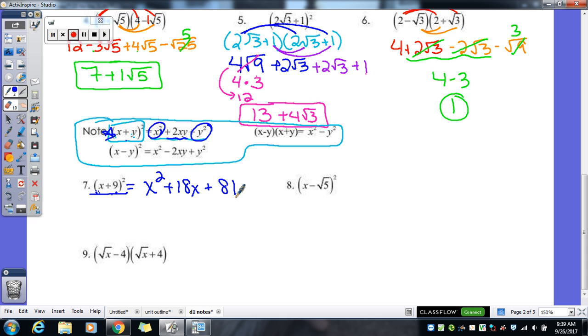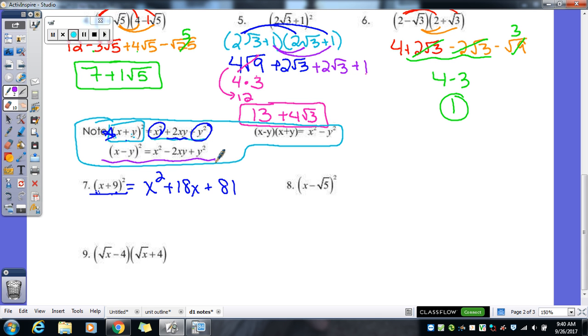Yes, that ends up being a trinomial, and it's actually what we call a perfect square trinomial. So if we try the next one, x minus the square root of 5 squared, that's going to follow this rule down here. So let's just give it a shot, see if we can do it.